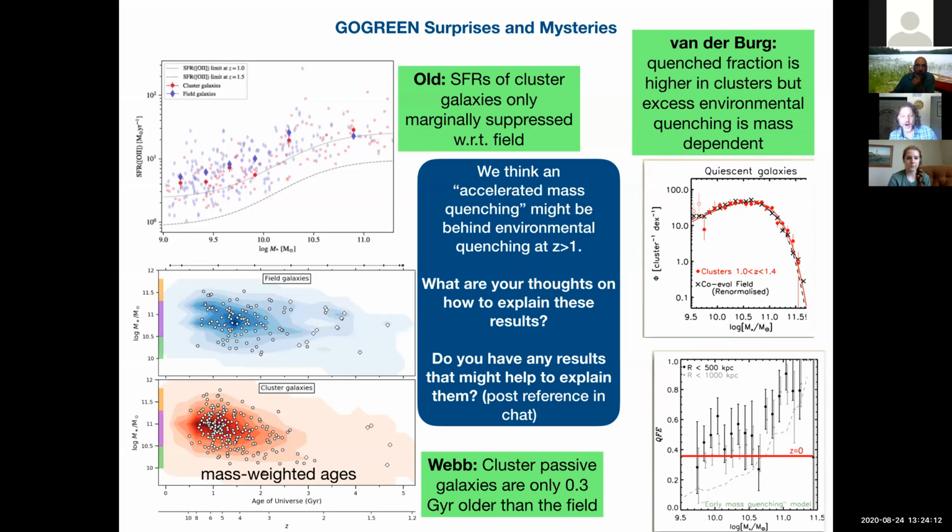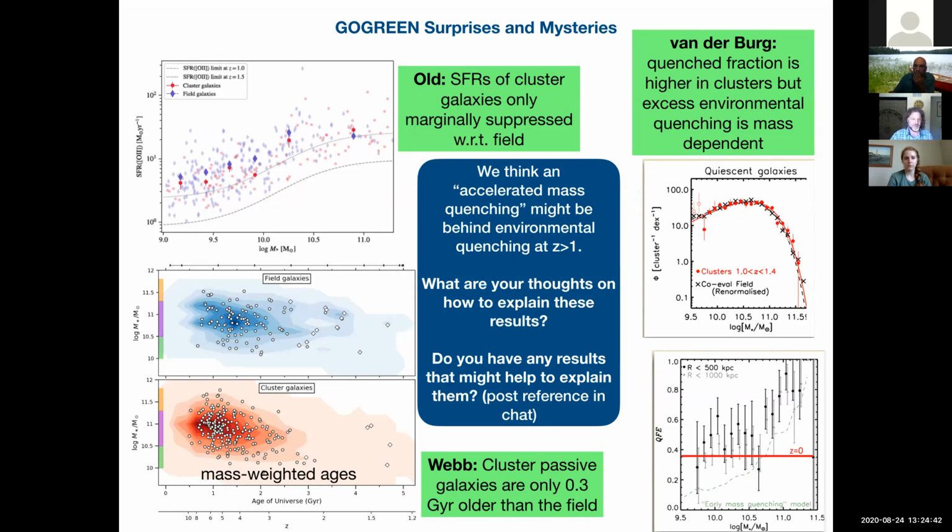So I thought I would just kind of summarize 3 of the main results from our submitted or accepted works, and then as a way of just kind of seeding the discussion. But we can obviously talk about other things as well. So on one hand, Lindsay showed us that the star formation rates of galaxies and clusters are slightly suppressed with respect to the field, but not by much.